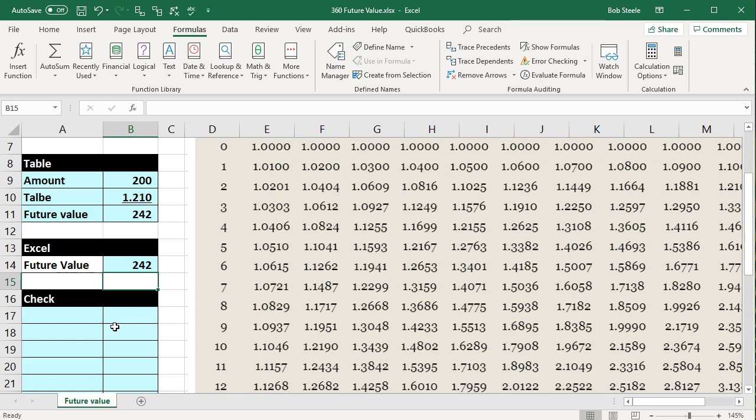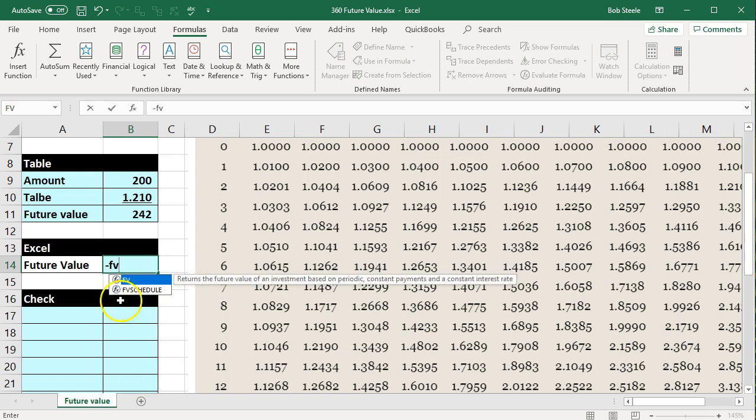Now let's do the same calculation without the formula box, but just with a formula. So I'm going to delete this and do it again. We're going to say negative instead of equals, so we flip the sign, or you could put equals and it'll have a negative number. FV, future value. Double click the future value, and we're just going to follow our little instructions down here.